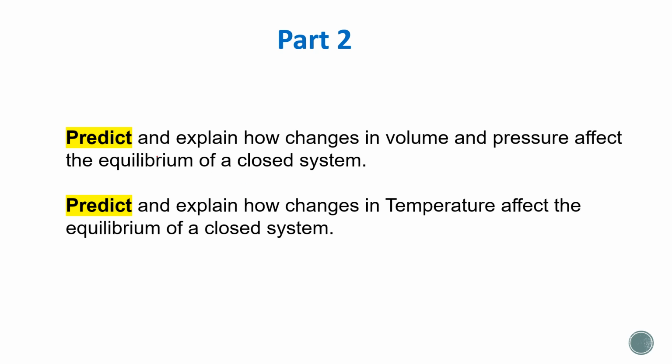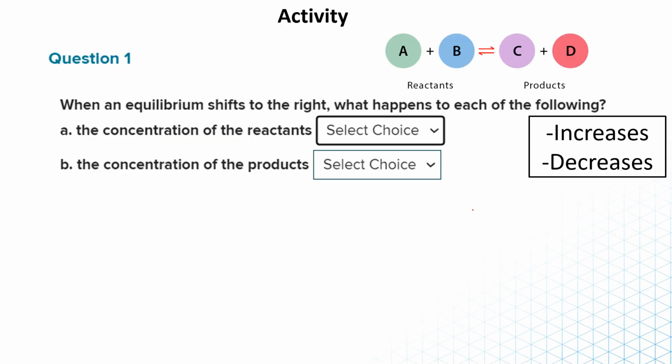So part 2, we will predict and explain how changes in volume and pressure affect the equilibrium of a closed system. So what will happen to the equilibrium when we increase or change volume or pressure, and what will happen to the equilibrium when we change temperature. And before that, let's have a quick activity to remember.